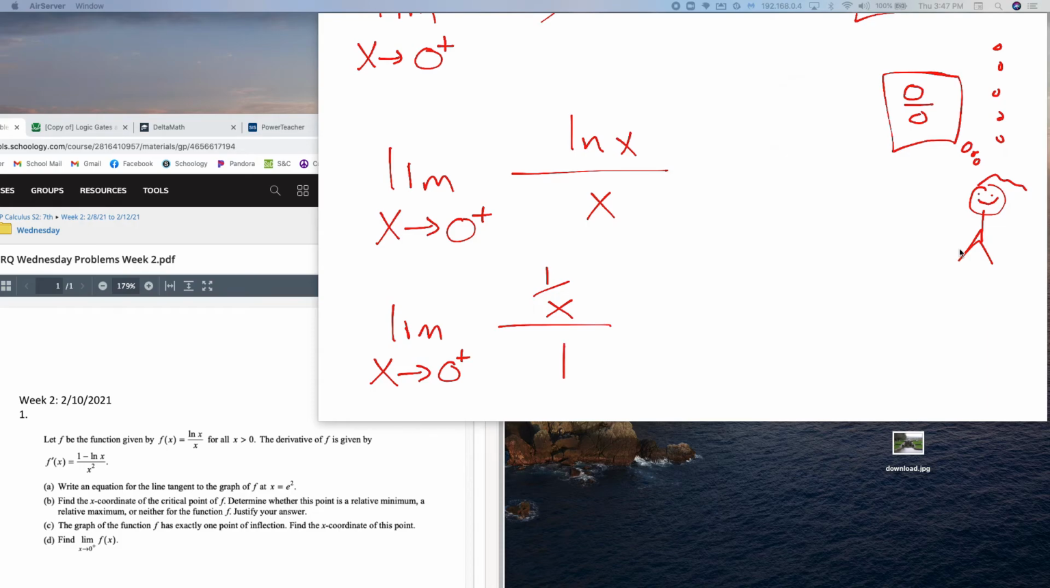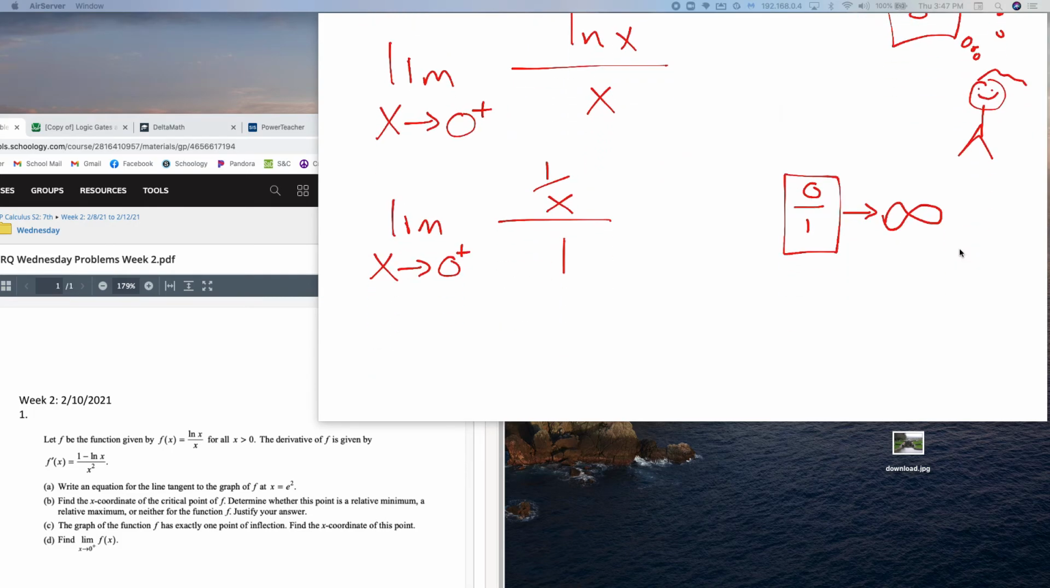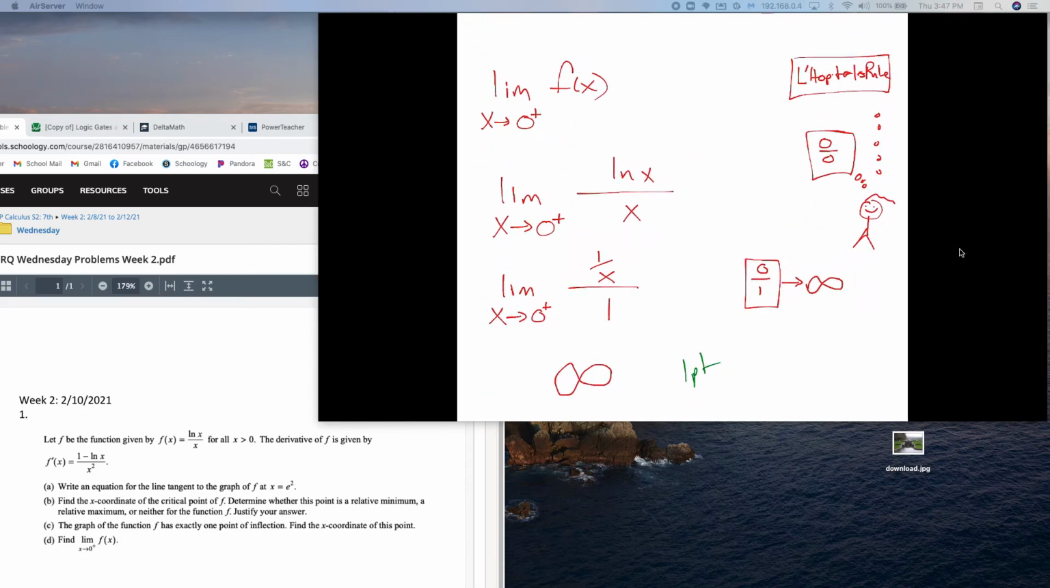Which, when you think about that, that's really 0 over 1. 0 over 1 is really infinity. So the answer to this problem is just infinity. That answer was worth 1 point. So if you didn't get it, fine, you didn't get it.